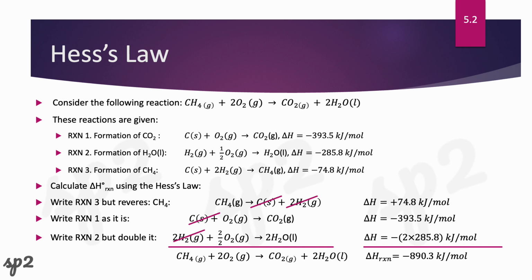So the delta H of our reaction is negative 890.3 kJ per mole. That's an exothermic reaction, which is making sense, right? Because combustion reaction must be exothermic. Okay, cool, cool. Looking at the next one.